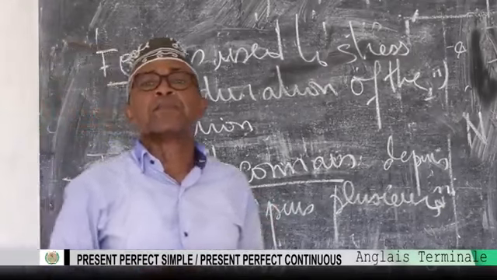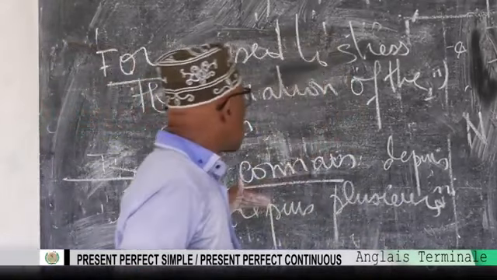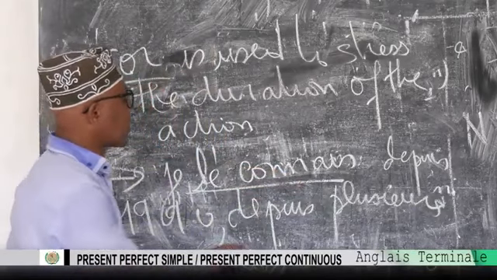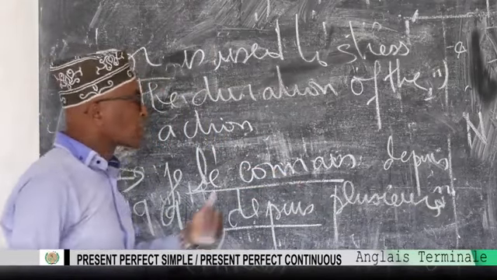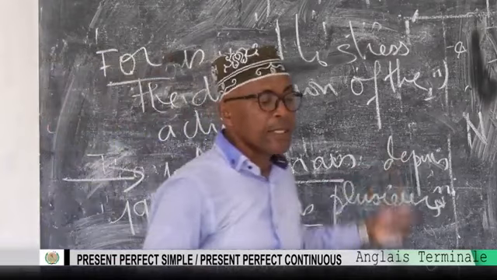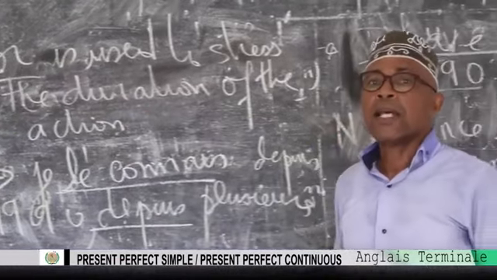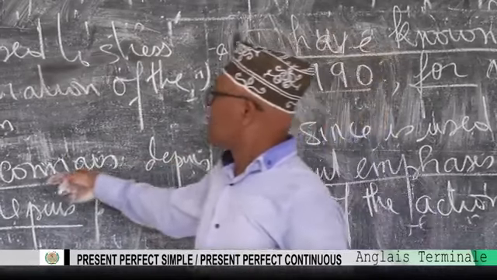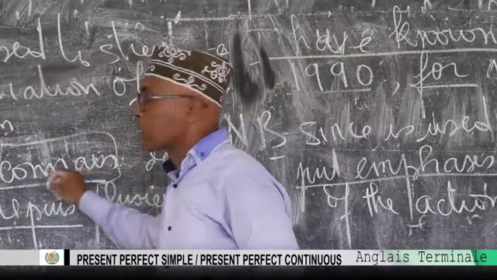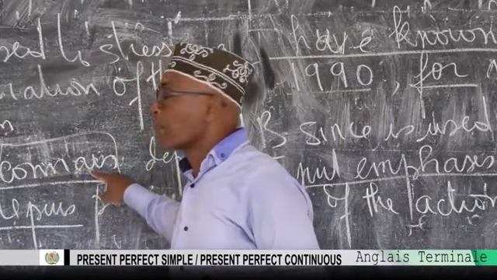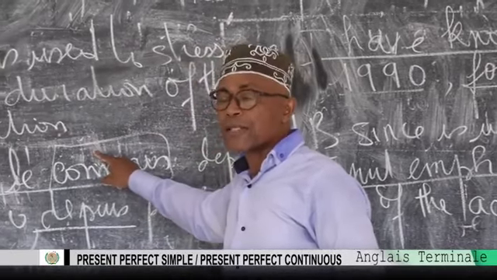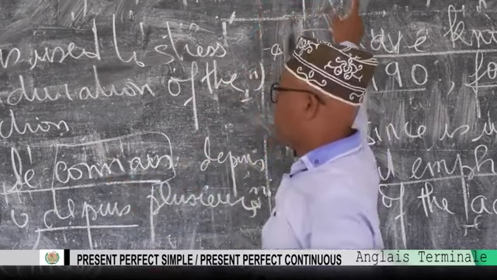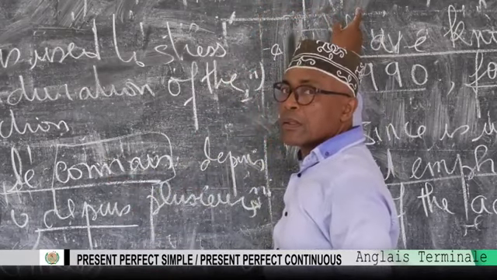So, the rule is very simple. In French, you have the present, followed by this word, depuis. This shows you that the action started in the past and continues up to the present. So this tense cannot be translated by the simple present, but rather by the present perfect.